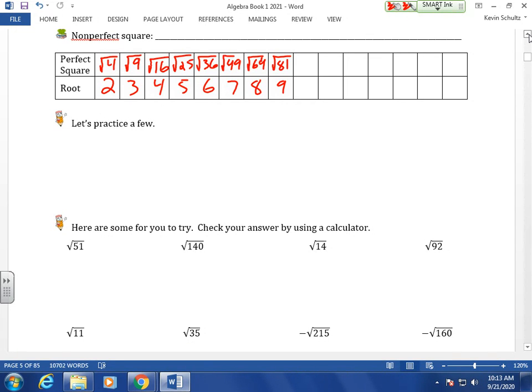So this is a little timeout here. We've got these numbers that are all perfect squares up above here. If I asked you, is the root of 23 rational or irrational? Since 23 isn't up here, right? It's between 16 and 25. You would know it's a non-perfect square. Okay, that's kind of where we're headed with this.